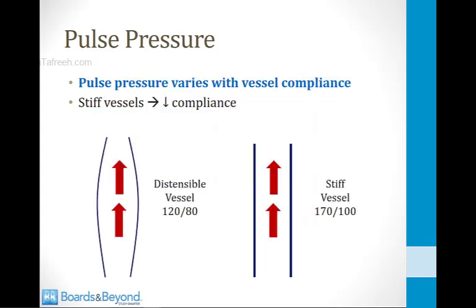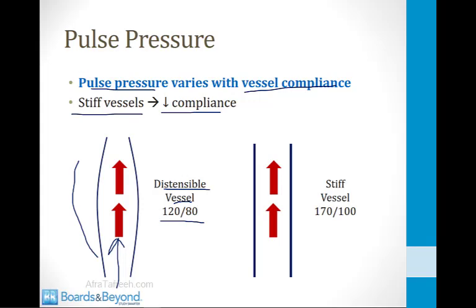And here's one more way you can think about this to keep it straight in your mind. The pulse pressure varies with vessel compliance, as we've been talking about, and stiff vessels have a low compliance. So let's imagine we've got a very distensible vessel, a stretchy vessel, and we shove a bunch of blood into that vessel. Well, because the vessel is stretchy, it can absorb the blood volume without increasing the pressure so much. So we get a normal blood pressure and a normal pulse pressure, like 120/80 with a pulse pressure of 40.